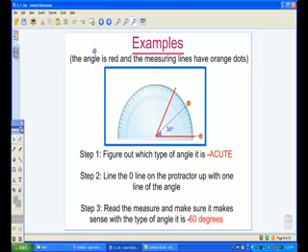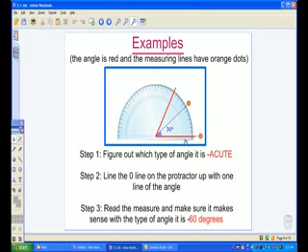Here are some examples. On these, the angle is red, and the lines that you measure with are these lines with the orange dot. So what you have to do is figure out what type of angle it is, and in this case I can look at this red line and see that it's an acute angle because it's smaller than 90 degrees. Step 2 would be to line up this line right here with 0.